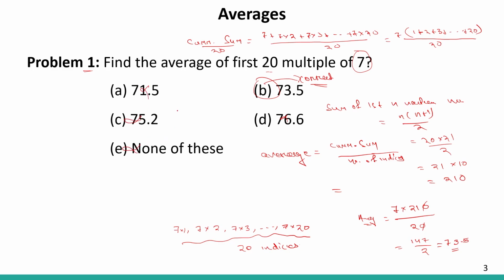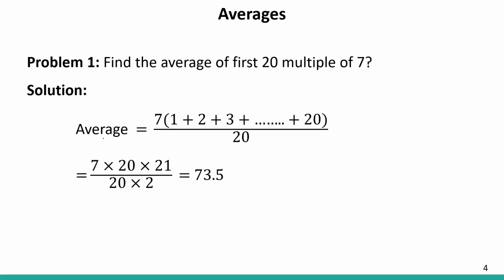Let's go forward with the step-by-step solution to verify our answer. Average is equal to 7 into (1 plus 2 plus 3 up to 20) divided by 20, so 7 into 20 into 21 divided by 20 into 2. Here we have used the formula Sn equals n into n plus 1 by 2, where Sn is 1 plus 2 plus up to n, n a natural number. That is the sum of the first n natural numbers.